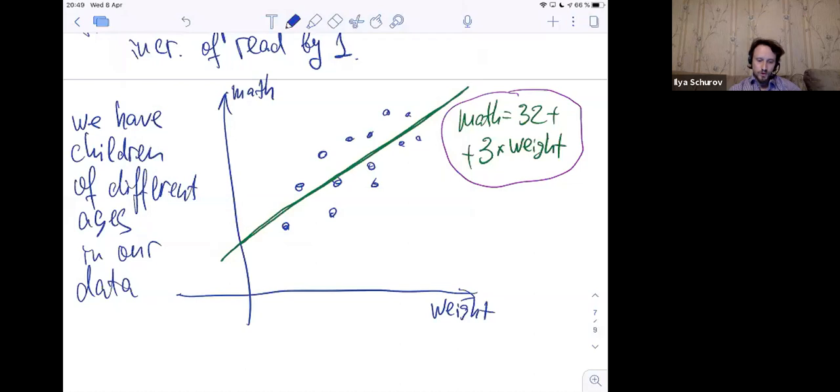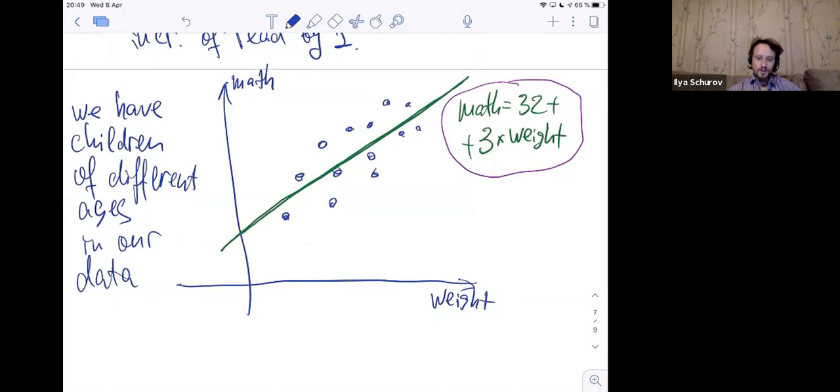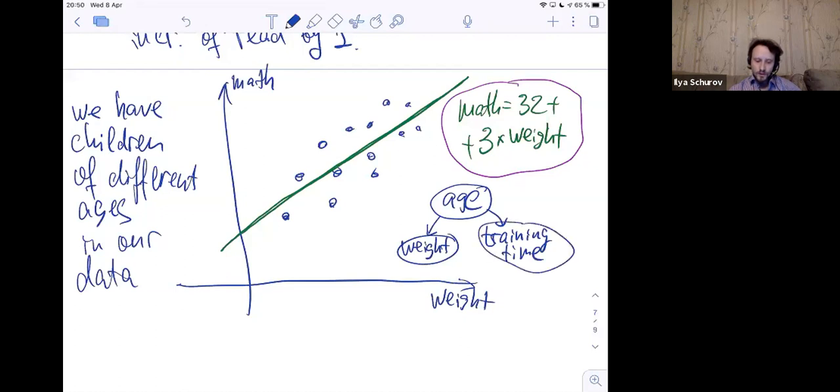Let me draw the following causal diagram. Sarah is correct. There is another dependency, so we can draw some causal diagram like that. We have, for example, age, and age acts causally on weight, but also age acts on the training time, how much time we did mathematical exercises during our life. And this training time acts on mathematical score causally.